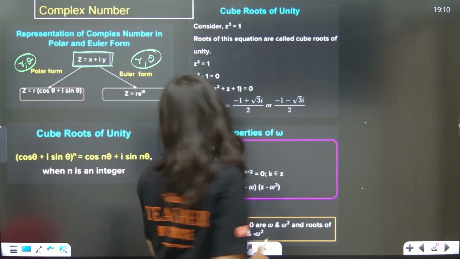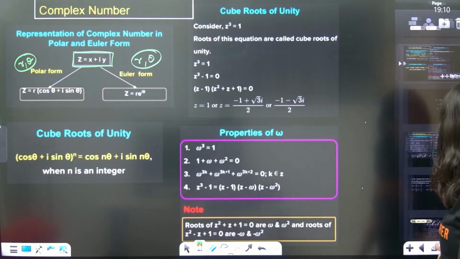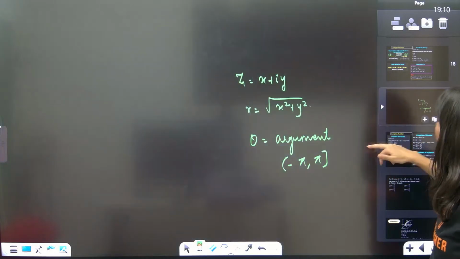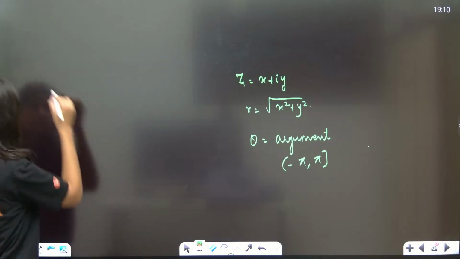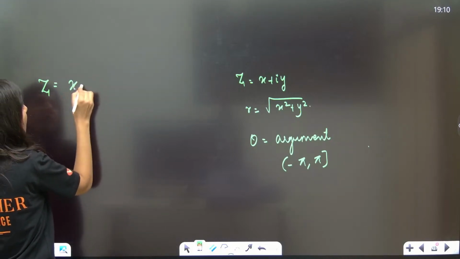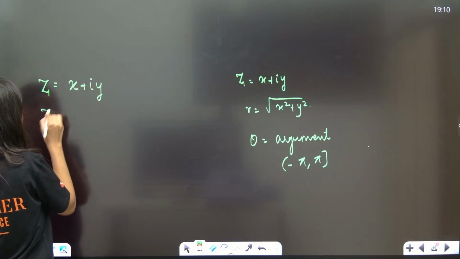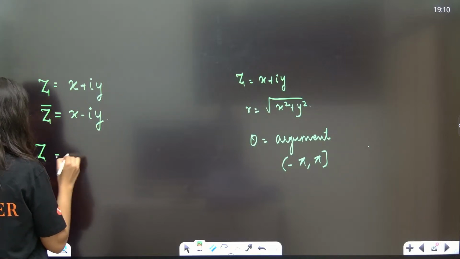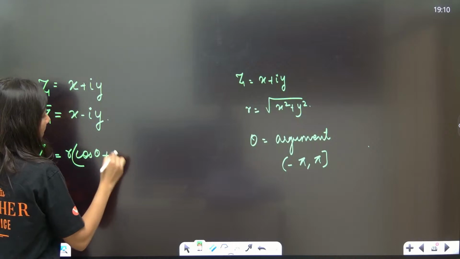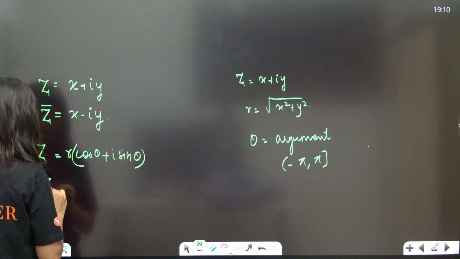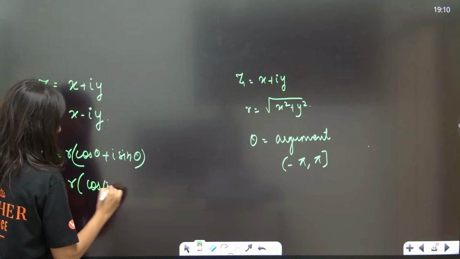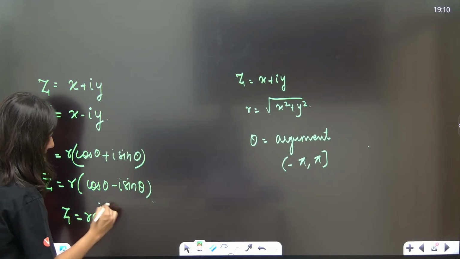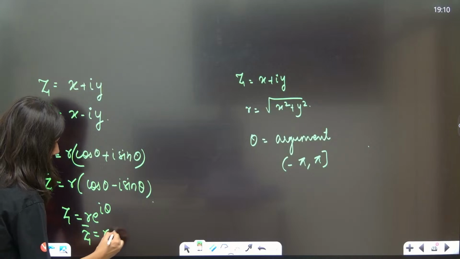Now understand, what is a conjugate? One more term, conjugate. Suppose z is equal to x plus iota y. Can anybody tell me the conjugate of this complex number? Z bar is x minus iota y. Now if z is R cos theta plus iota sin theta, then z bar will be R cos theta minus iota sin theta. If z is R e power iota theta, Euler's form, then z bar is R e power minus iota theta.